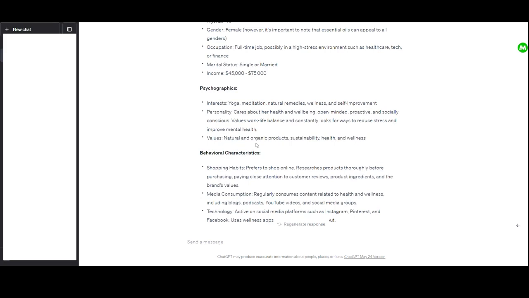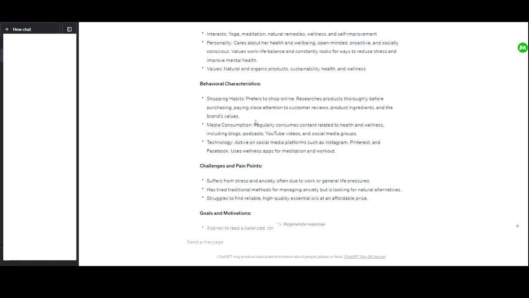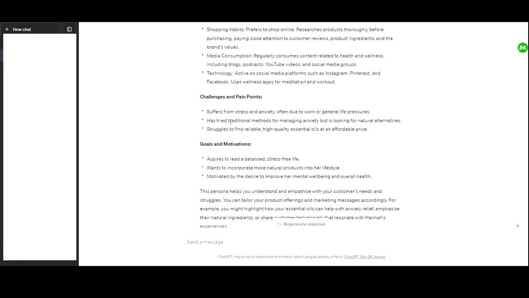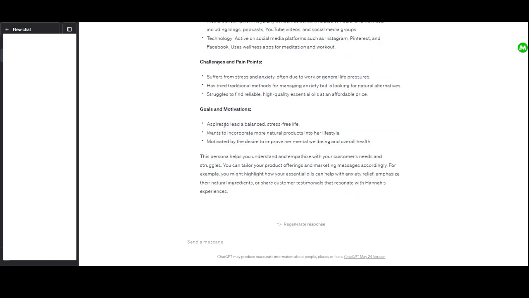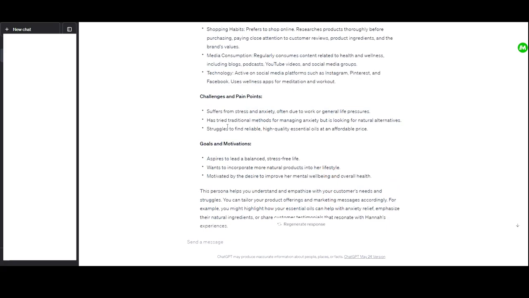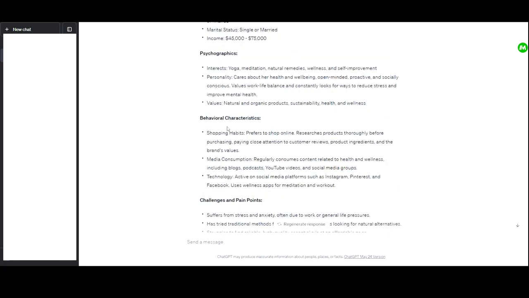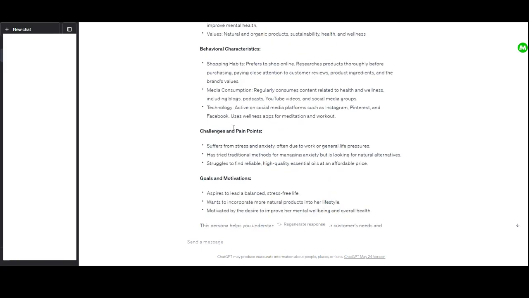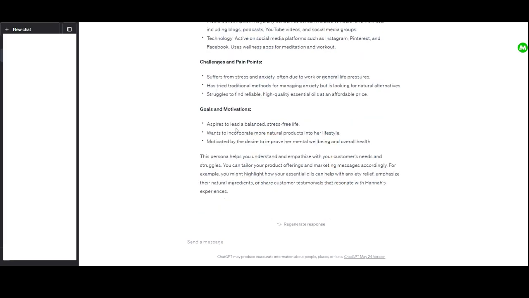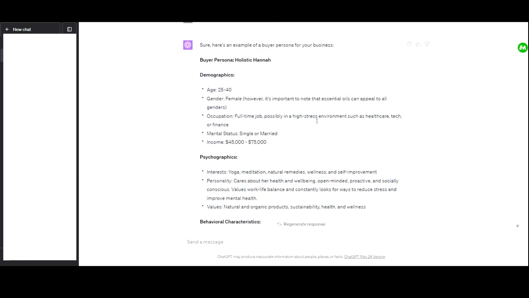Then we move on to their interests, their personality, their values, their behavioral characteristics, their shopping habits, their pain points, their additional goals and motivation. And all this information allows you to build out an effective campaign that will allow you to write sales copy and ad copy that will allow you to target this audience correctly. Now, this is not the end of it. This is only the first step.